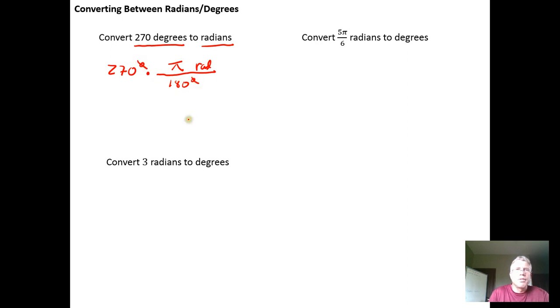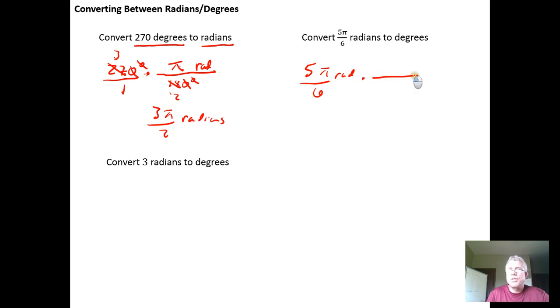Your degrees cancel, the zeros cancel. 9 will go into 27, 3 times, and 9 will go into 18 twice, so we get 3 times pi over 2. We get 3 pi over 2 radians. If we start with the radian measure, we have 5 pi over 6 radians. Now we need to multiply it by a relationship that has radians in the denominator so that radians cancel, and has degrees in the numerator so that degrees winds up being our answer.